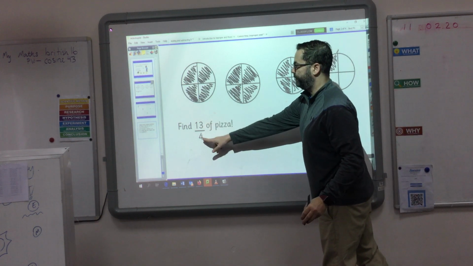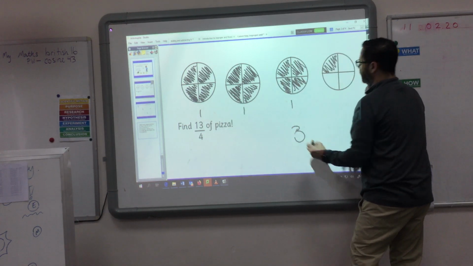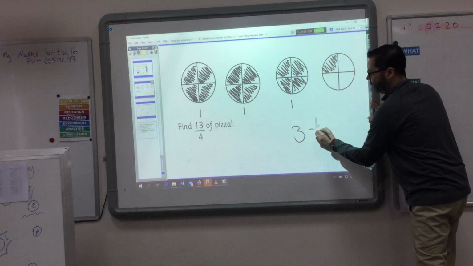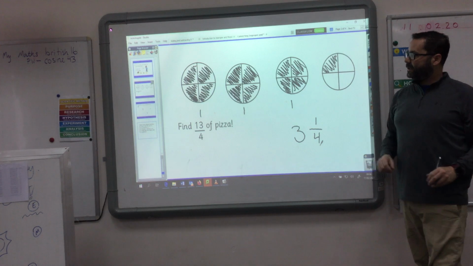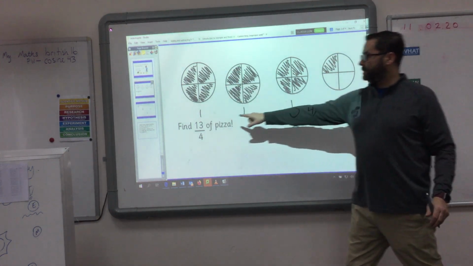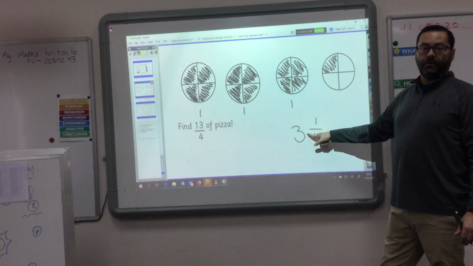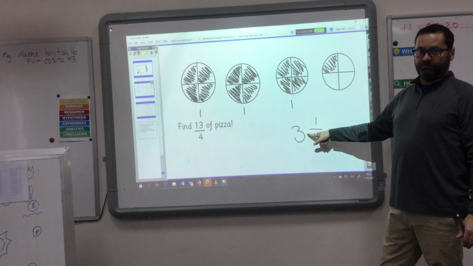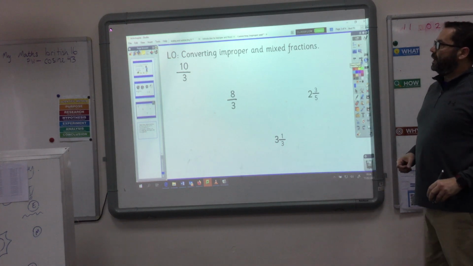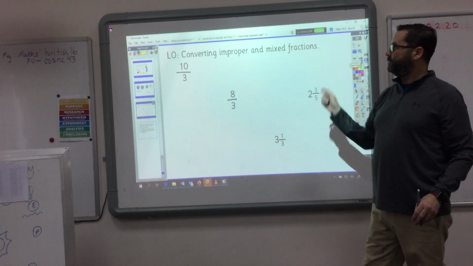So 13/4 is the same as 1, 2, 3 whole pizzas, and 1 out of 1, 2, 3, 4 left over. And that is a nice way of visualizing how we can take an improper fraction and convert it into a mixed fraction. Now, we can convert improper fractions and mixed fractions back and forth.